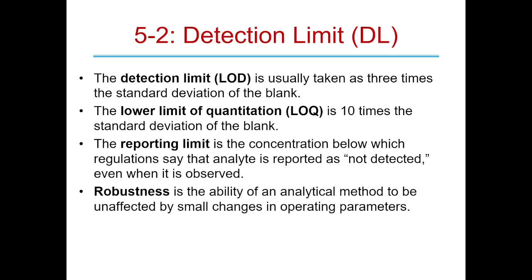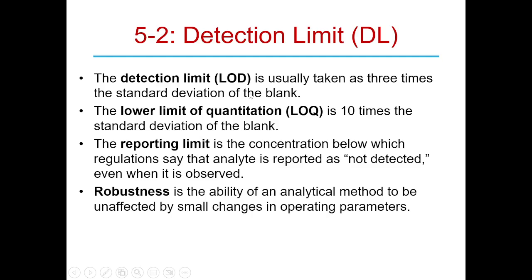Because that gives you like a 99%-ish confidence interval that you have something, right? If you're lower than 3 times the standard deviation of your blank, say you were at 1 standard deviation, there's a 30-something% chance that you didn't detect anything at all. You think you did, but you didn't. The lower limit of quantitation is 10 times the standard deviation of your blank.